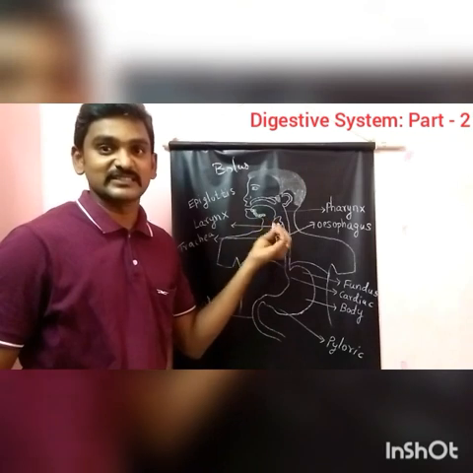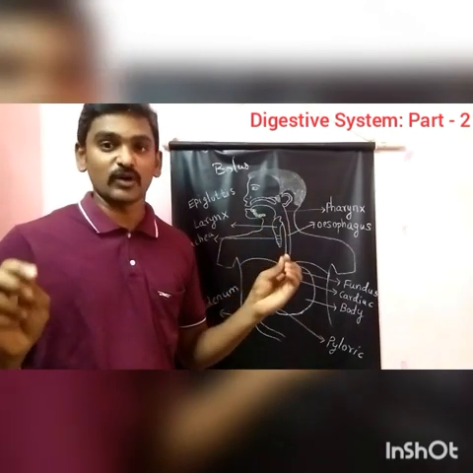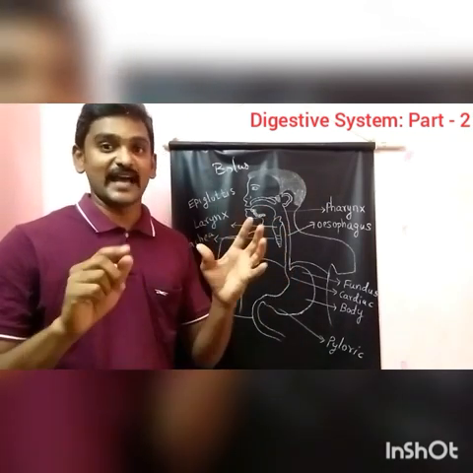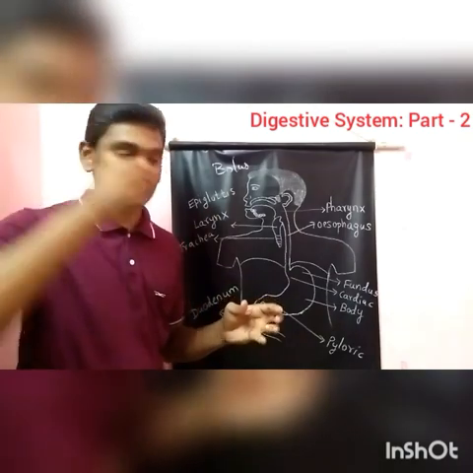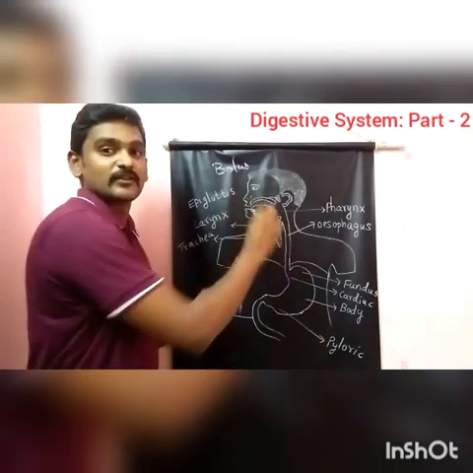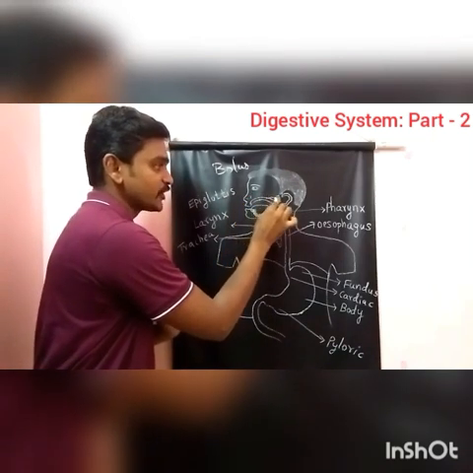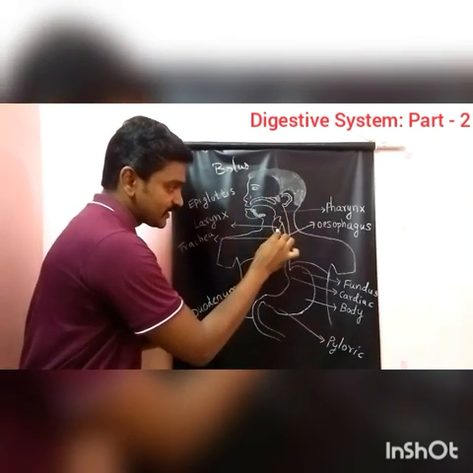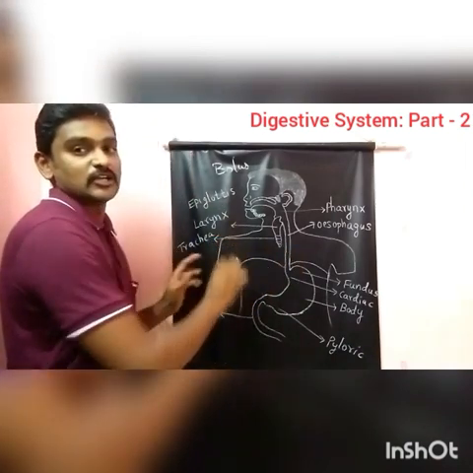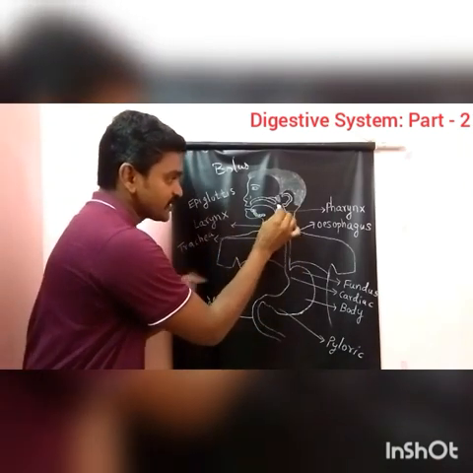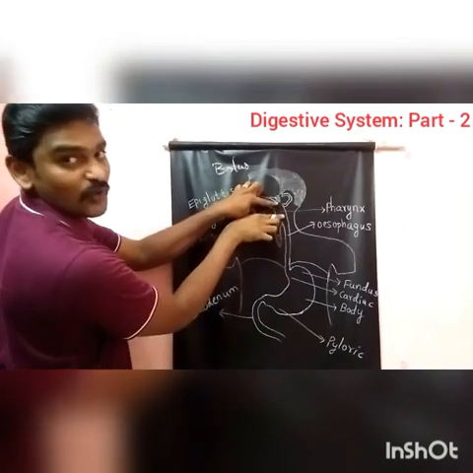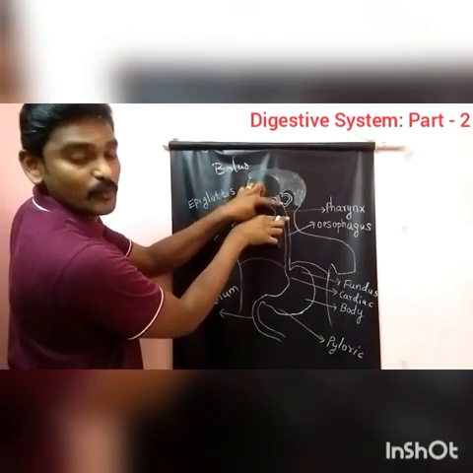The pharynx is the common passage for food as well as air. Through the nostrils, through the nose, you take the air from outside. The air enters through the nostrils, goes here, and enters into this trachea. So this is a common passage. From here to here, it is a common passage for air as well as for food material.